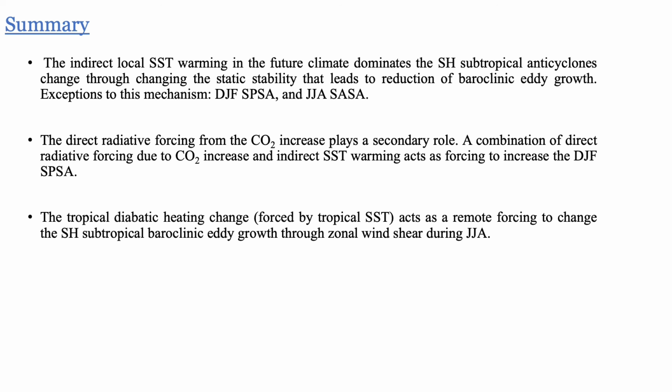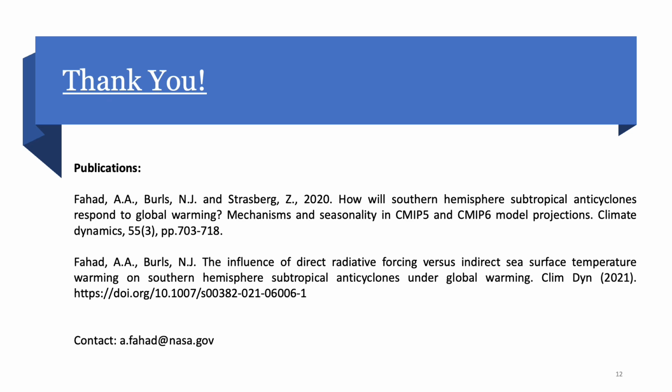The tropical diabatic heating change forced by the tropical sea surface temperature acts as a remote forcing to change the subtropical anticyclones in the southern hemisphere through baroclinic eddy growth and zonal wind shear during June, July, August. Due to time constraints, we didn't go deep into mechanisms, for example, static stability, zonal wind shear, or changes with different boundary conditions. If you're interested, I recommend looking into these two of our studies.